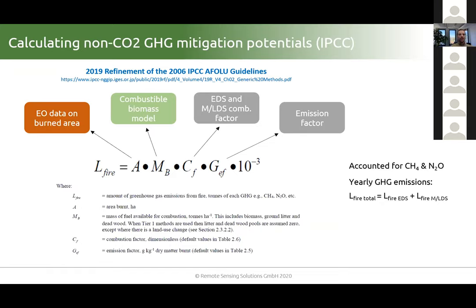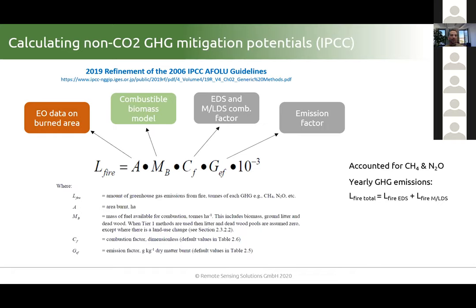In order to calculate non-CO2 related greenhouse gas emission potentials, we were using the IPCC approach. It must be mentioned that CO2 emissions are not reported under IPCC for savanna type non-forest fires due to the assumption that the CO2 emissions would be counterbalanced by the CO2 removals from the subsequent regrowth. But methane and nitrous oxide emissions are persistent in the atmosphere and are thus accountable here. So this is the reason why under the IPCC approach, we calculated the non-CO2 greenhouse gas mitigation potentials using that equation that Rosa already showed in her first slides.